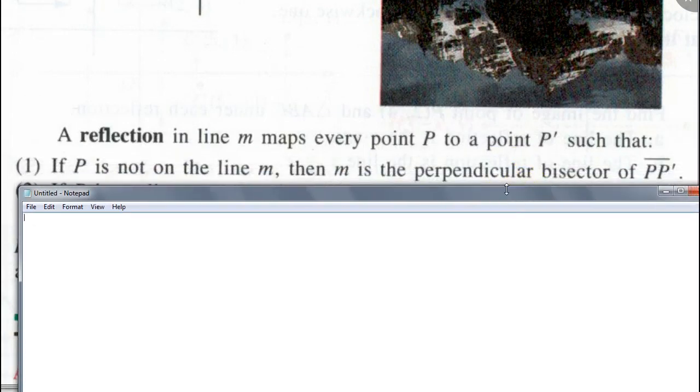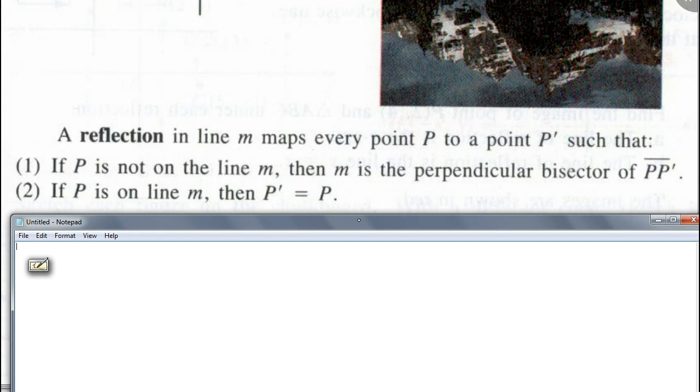So it says this: a reflection in a line M maps every point P to a point P prime such that if P is not on the line M, then M, the line, is the perpendicular bisector of the segment P, P prime, as we said. And of course, if it's on it, guess what? They're equal, exactly. Very good. If P is on line M, then P prime is equal to P. Very good. So pretty straightforward definition, just as we expected.